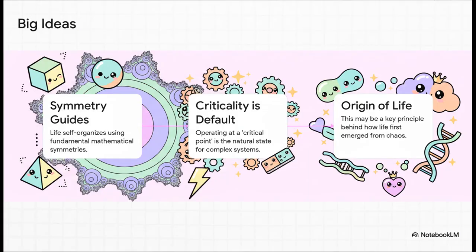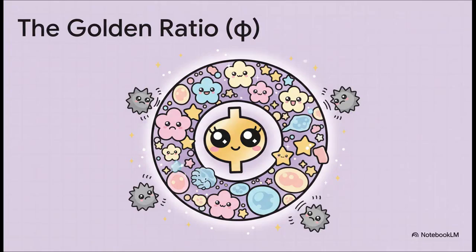This framework leaves us with three huge ideas to chew on. First, that life uses these universal mathematical principles to organize itself. Second, that being at a critical point, you can think of that as the perfect balance point between being too orderly and too chaotic, kind of like the moment water starts to boil, isn't some rare, finely tuned state. It might actually be the natural default state for complex systems like life. And third, this could be a clue to the biggest mystery of all: how life first popped up from non-living chemical chaos.